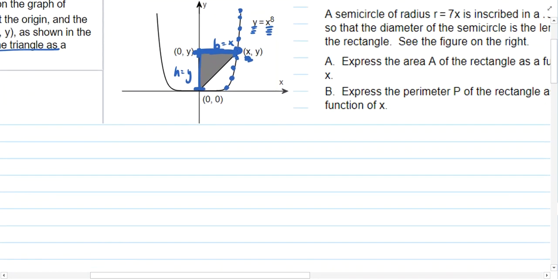Now here again, why that's so helpful for us is, let's take a look at this example. Suppose that x was equal to 2.